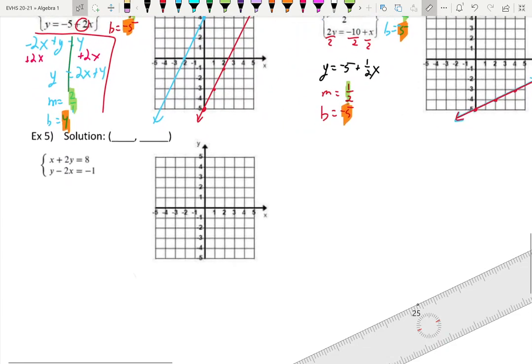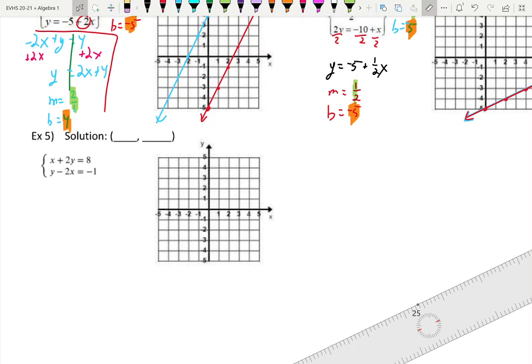So, okay, number 5. Again, we need to get y by itself on both of these. So I'm going to take the first equation, x plus 2y equals 8. We are going to subtract x on both sides, which gives me 2y equals negative x plus 8. Now we're going to divide everything by 2, and that gives me y equals negative 1/2 x, remember because that's a negative 1 there. Negative 1 divided by 2 is negative 1/2.